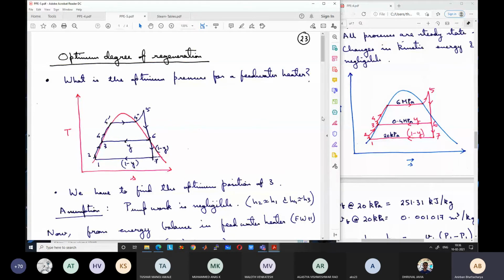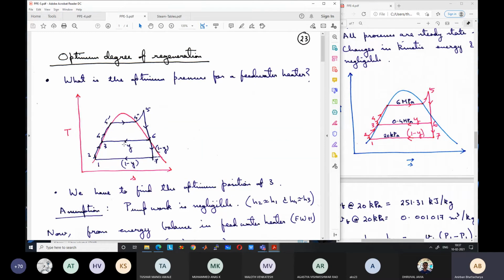So there is a way to find this. We can find the optimum degree of regeneration. By that we mean that we can find an optimum pressure by taking a lot of assumptions. Some of the assumptions are very abrupt, but we can then find the optimum pressure for which the efficiency is highest. We will call that pressure the optimum pressure of the feed water heater. So let us try to find the optimum pressure of the feed water heater.